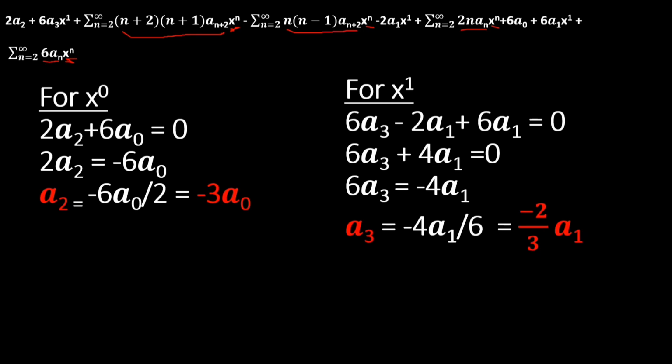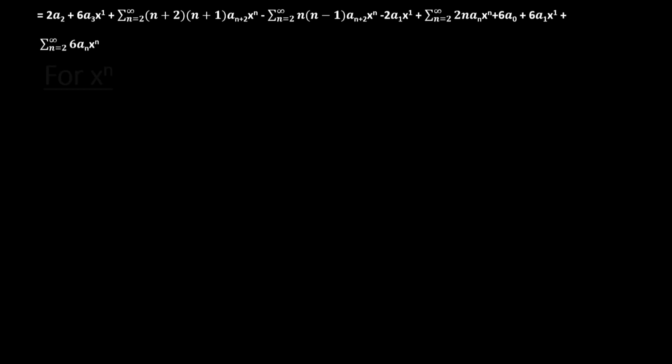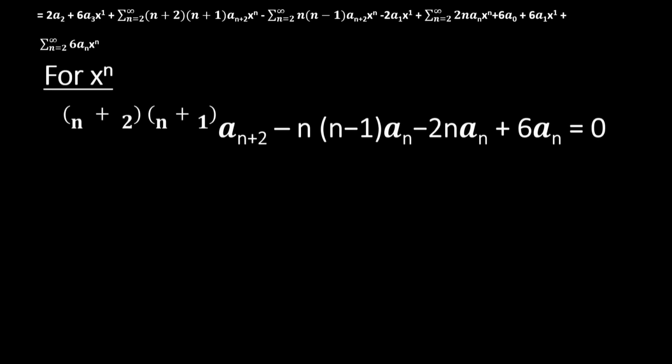So I'll bring this and this together. So we have it to be this. So we have it to be this. So this is our equation. So for x raised to the power of n, yes, just as you can see here, the first one here, this is the coefficient of, we have x raised to the power of n here. So the coefficient here is what? x plus 2 brackets, x plus 1 bracket.